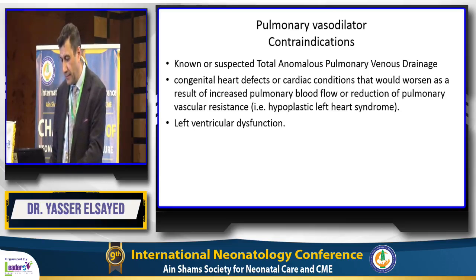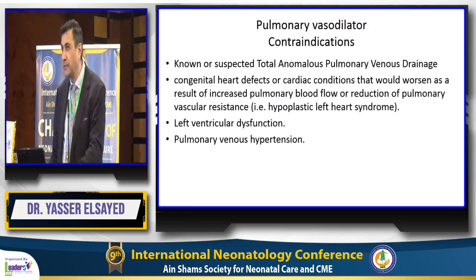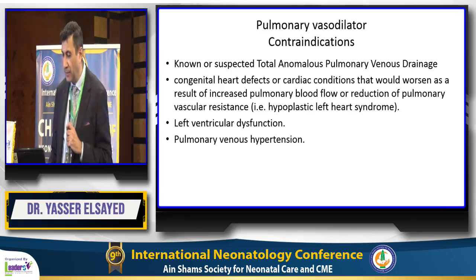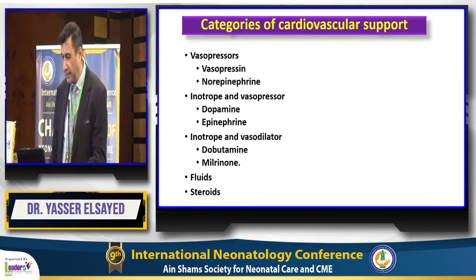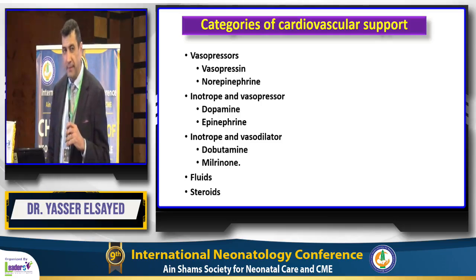or hypoplastic left heart, and left ventricular dysfunction, as I mentioned during one of the phenotypes, pulmonary venous hypertension. So these are the four common contraindications of pulmonary vasodilators, either nitric oxide, sildenafil, or any type of pulmonary vasodilator. Don't use them in any one of these diseases because typically the pulmonary circulation would worsen. And cardiovascular support, I will discuss in detail during the next session.